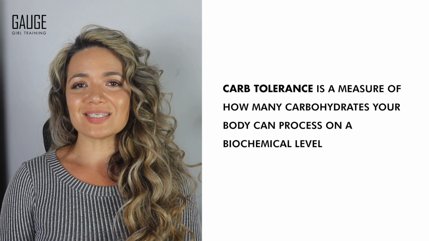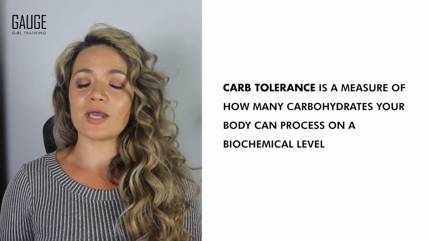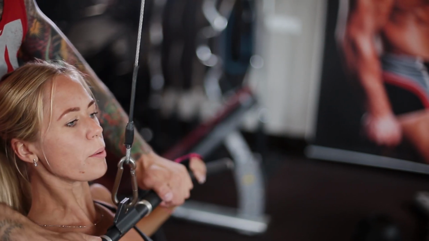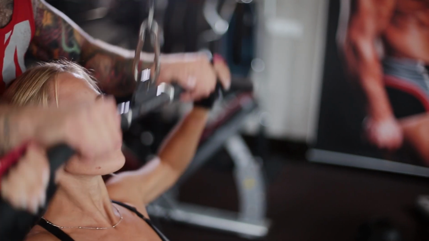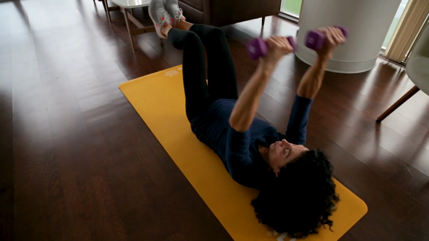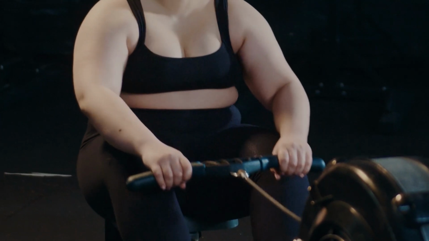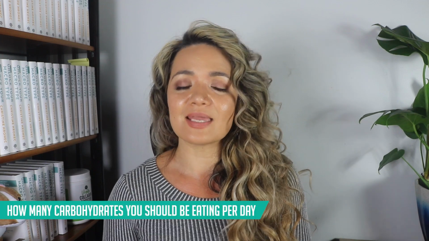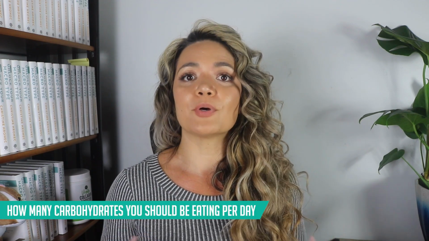So carb tolerance is a measure of how many carbohydrates your body can process on a biochemical level. On one end of the spectrum, we have our hard gainers, we have our ectomorphs, we have the folks who can eat and eat and eat carbohydrates. They have the highest tolerance and they never gain an ounce. On the other end of the spectrum, we have folks with type 2 diabetes where their body just cannot process or manage insulin. So figuring out where you fall on that spectrum is going to dictate how many carbohydrates you should be eating per day.